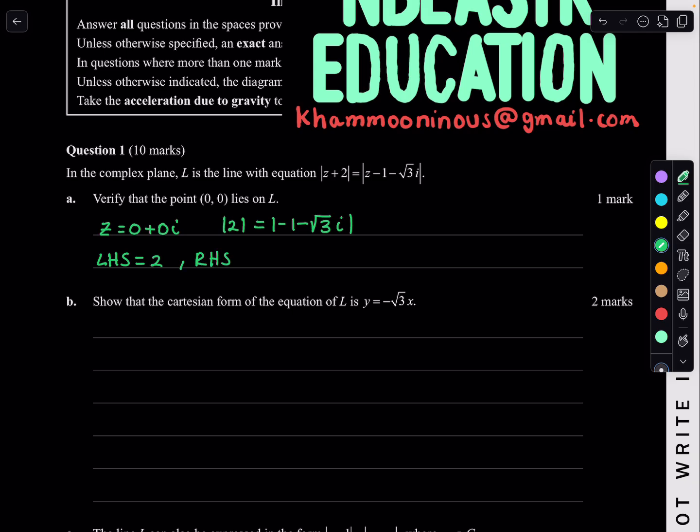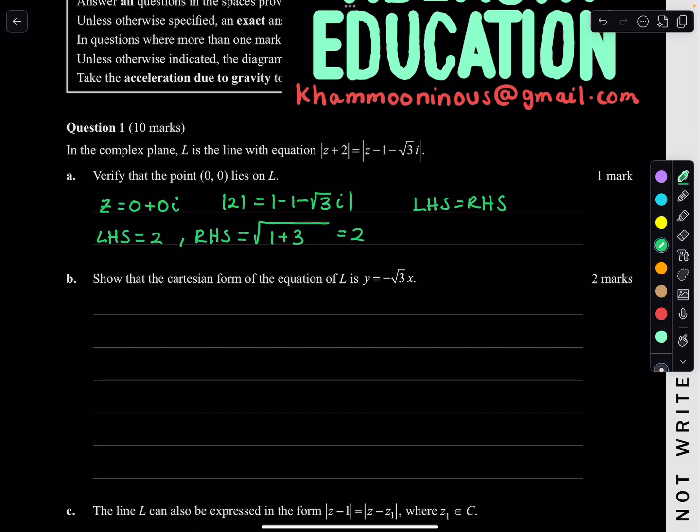What's the absolute value of this complex number? Really easy. You take the square root, of course, of -1 squared, which is 1, and -root 3 squared, which is +3, which gives 2. Now, can you see how the left-hand and the right-hand side are equal? Then we have verified that. So hence, left-hand side equals right-hand side. A really nice question. Next question.